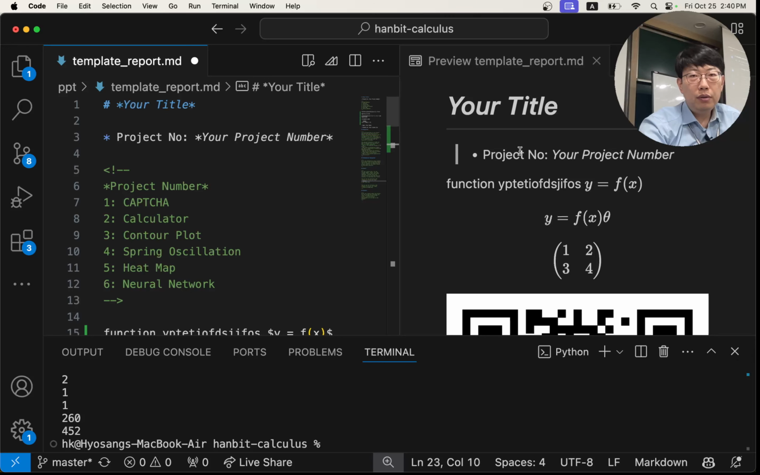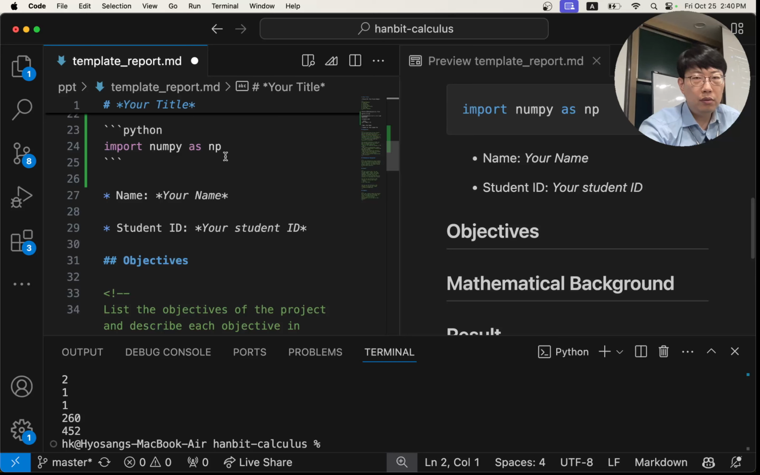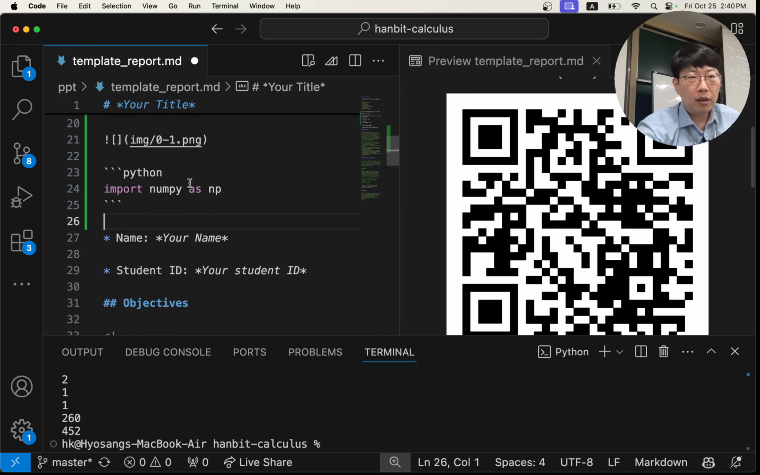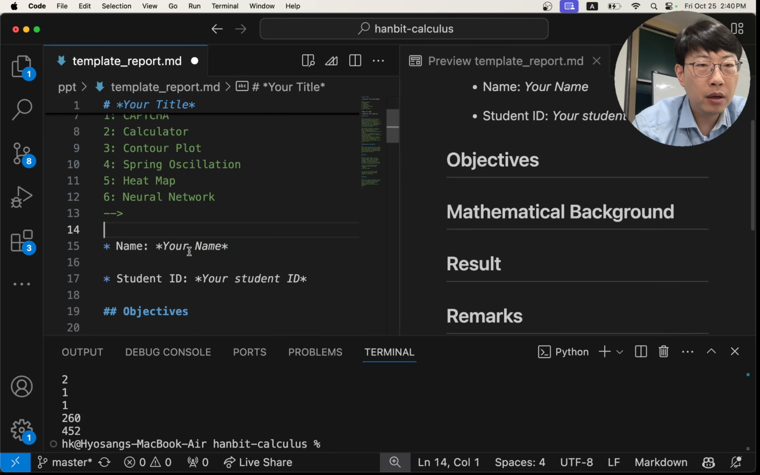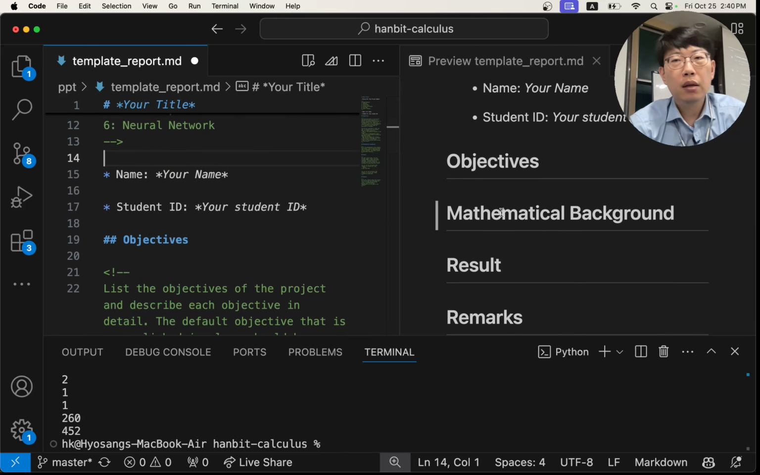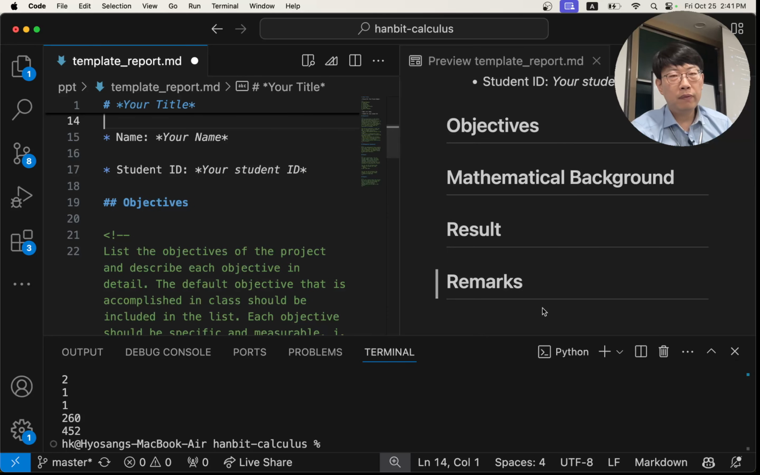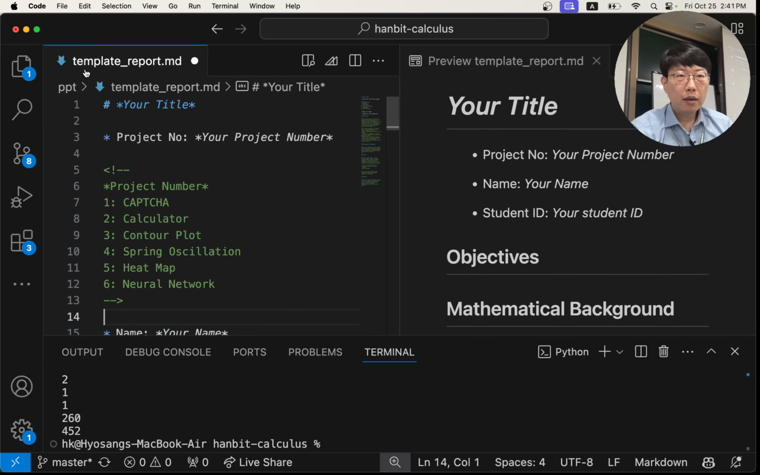By the way, if you want to add more subtitles or sections, then you can do so. You can actually change the title or subtitles that I put as a template. But don't forget to put all the necessary information, for example, project number, names, or student ID. Other than that, this is just a template, so you can change the title or subtitles or subsections. If you want to add or modify, you can do so. Okay, so that's that.